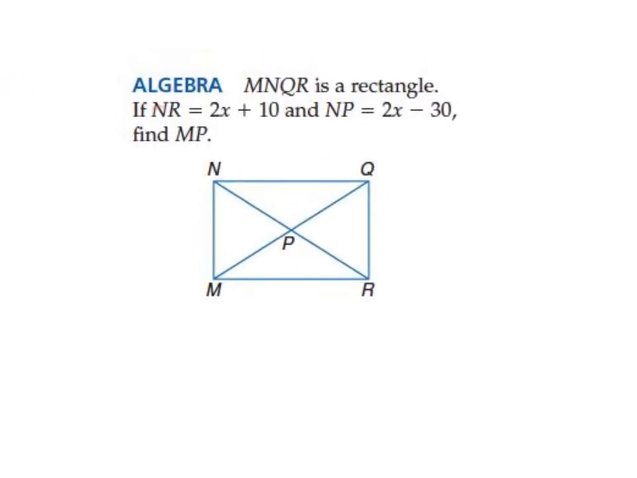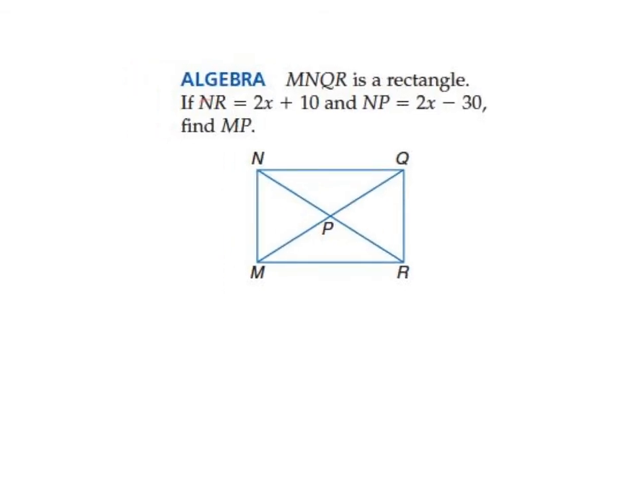So here we are told that once again we have a rectangle, which will be very useful. We are also told that NR, which is a diagonal, is 2x plus 10, and we're told that NP, the smaller segment, is 2x minus 30. Okay, so since this is a rectangle, we know that all of the parts of the diagonals are going to be congruent. We know that the diagonals are congruent, and we know that the diagonals cut each other in half. So that means that we actually know that all 4 of those segments are 2x minus 30.